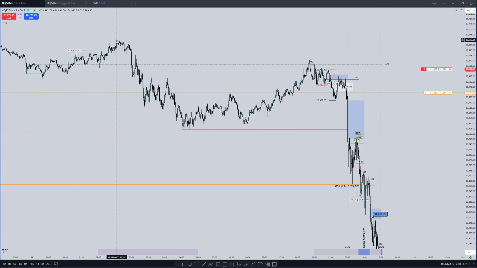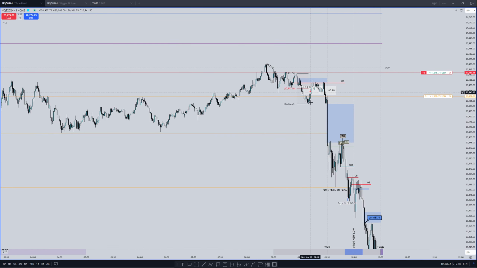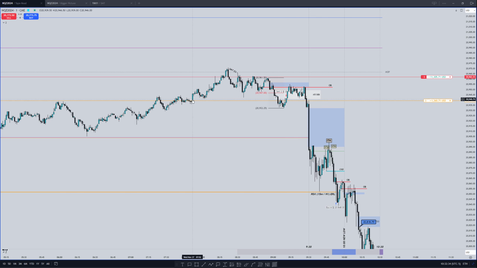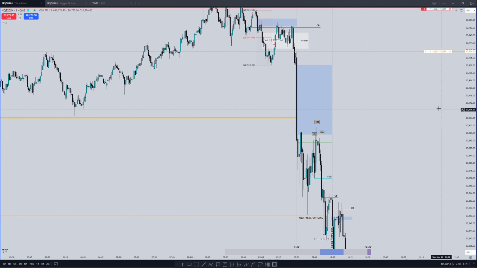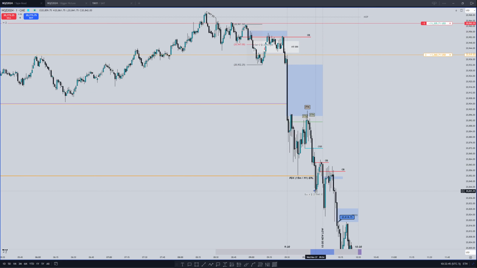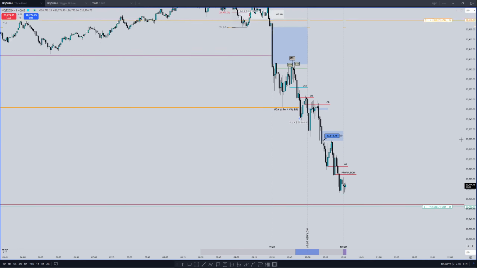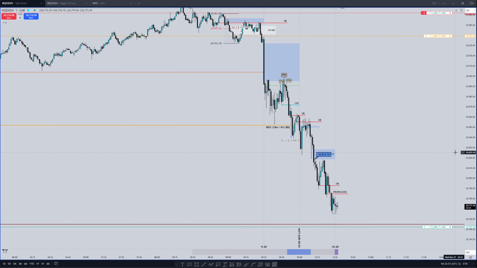But framework there, and then framework in here. I sold it slightly later too here, but I was trying to use this mitigation block in here to get in. Mitigation, taps it, drops a little bit. That was the entry. And then we'll see partial there at previous day low, and then the partial at the current week low as well. So we'll wait for that to get tagged, and then we'll wrap it up.